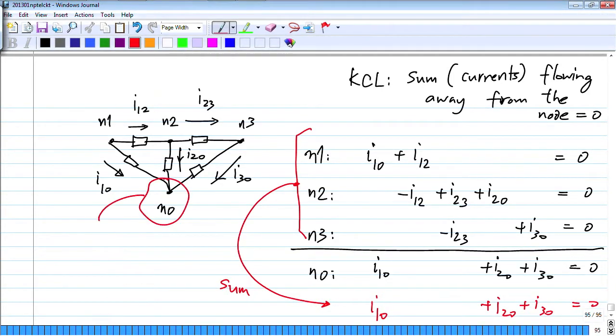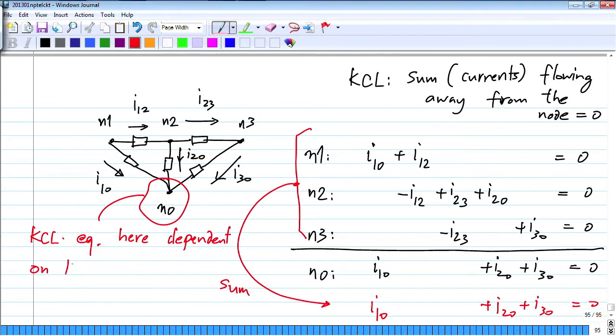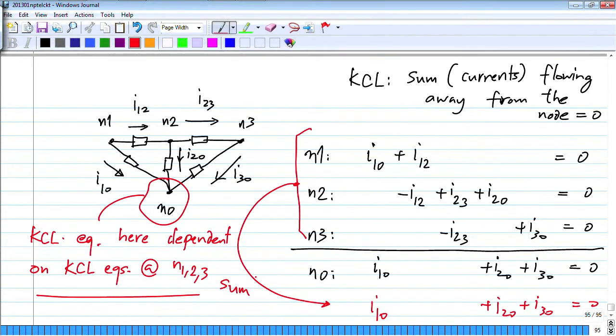So the KCL equation here is dependent on the KCL equations at n1, n2 and n3. Okay. So we don't have 4 independent equations, we have only 3 independent equations. Now in general, if you have n nodes, KCL at one of the nodes will be dependent on the equations at all the other nodes. Okay, and this is quite easy to see.